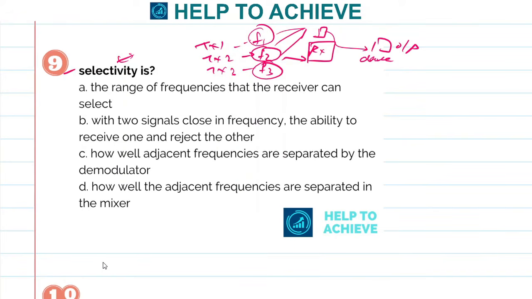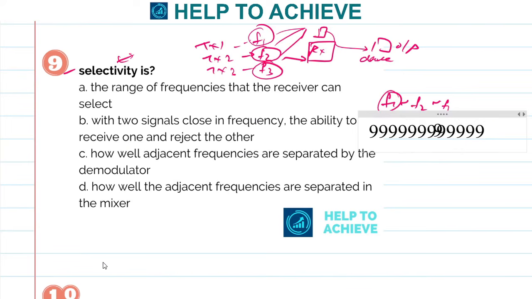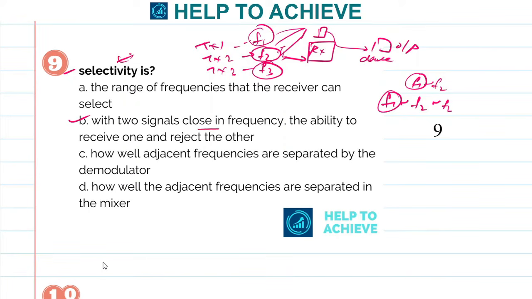How good the selectivity is will depend on its capability of rejecting the other signals. Let's say you want to receive only the f1 frequency, then you should reject the f2 and f3 frequencies. How close f2 is to f1, that difference is the selectivity. So from the definition, when two signals are close in frequency, the ability of the receiver to reject the other one is the selectivity of the receiver. Okay, this you have to remember.